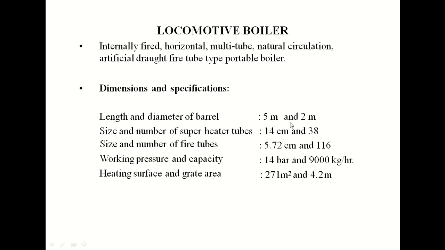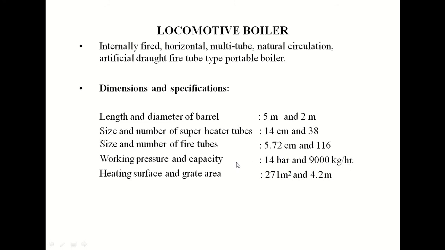Its dimensions and specifications are: the length of the barrel is 5 meter, and the diameter is 2 meter. Size and number of the superheater tubes: these are 40 centimeters, 14 centimeters, and 38 in number. Size and number of the fire tubes: these are 5.27 centimeter and 116 in number. So these are the fire tubes. Working pressure is 14 bar, and capacity is 9000 kg per hour.